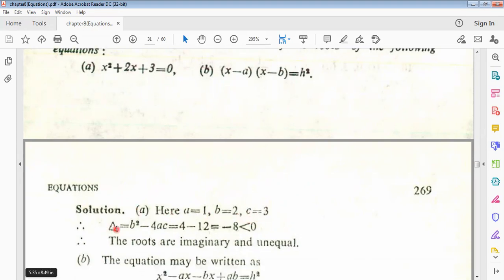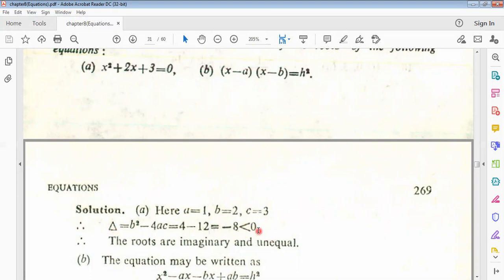So this delta, the discriminant, or you can write capital D, equals b square minus 4ac. Putting b equals 2, a equals 1, and c equals 3, we get b square means 4 and 4ac means 12. Just putting these values, we get minus 8. That means discriminant equals minus 8, negative, less than 0.